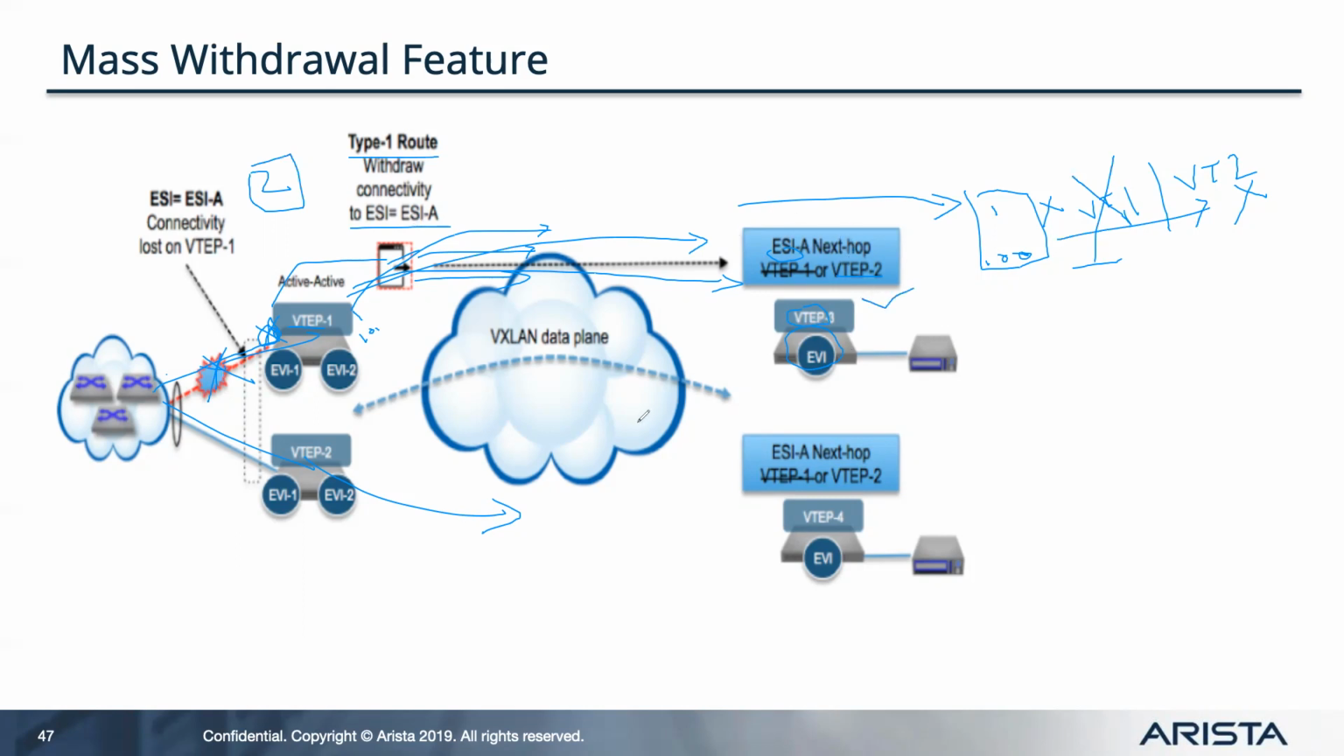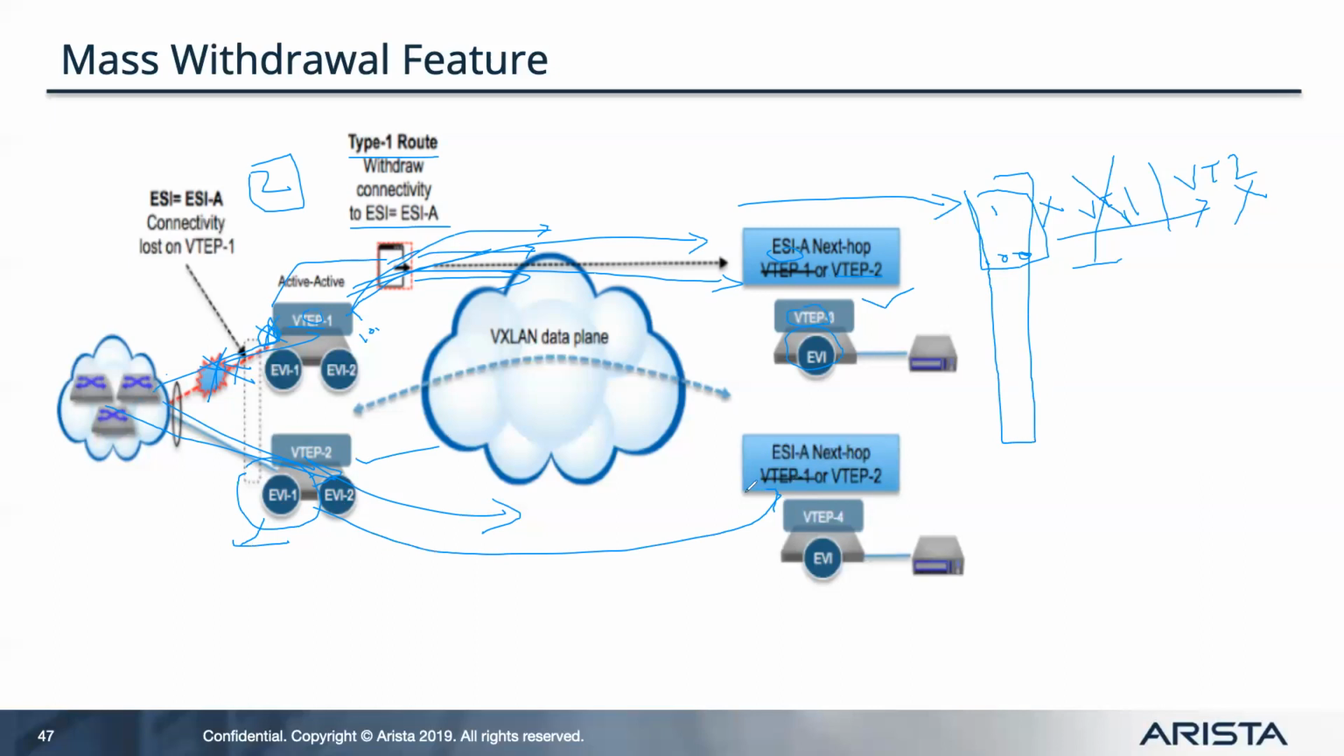Now slowly, as this link is down, all these hosts will start sending traffic to VTEP 2. VTEP 2 will learn the MAC locally, and as soon as it does, it will advertise a type 2 route too, saying, hey, I am connected. So now VTEP 3 has received the type 2 route from VTEP 2 as well. After some time, this guy will send a type 2 withdraw route to say, hey, remove this, I am no longer with it.